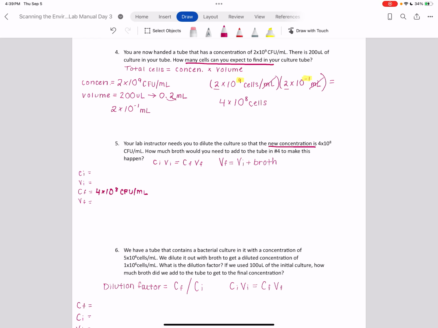And we're just taking the same culture from the previous question. So our initial starting concentration for our tube is going to be 2 times 10 to the 9th CFU per ml.